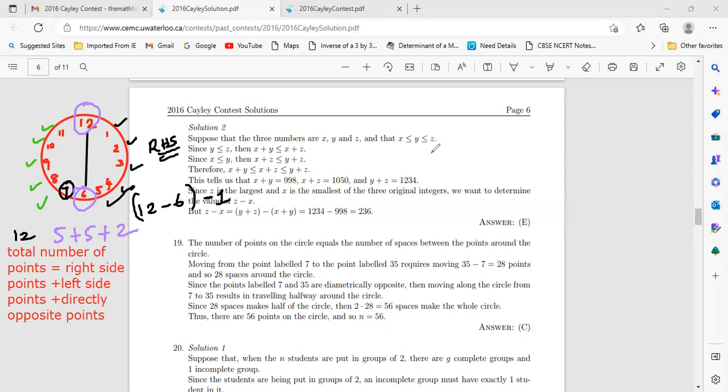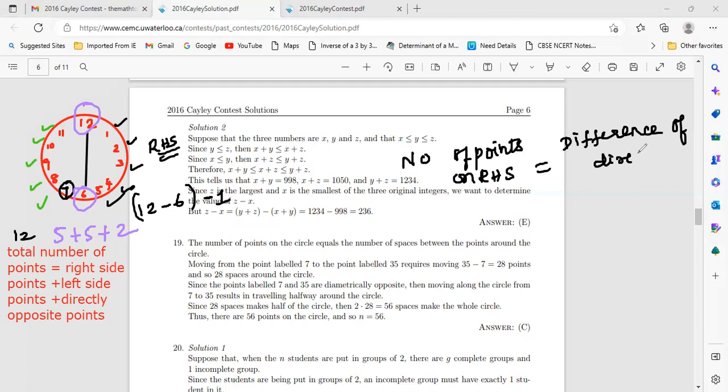So you can derive the formula for the right side as the number of points on the right side is equal to the difference of directly opposite points, opposite points minus 1, right? 12 minus 6 minus 1. You'll be able to get the answer for the right side.